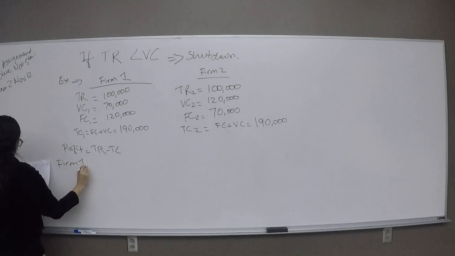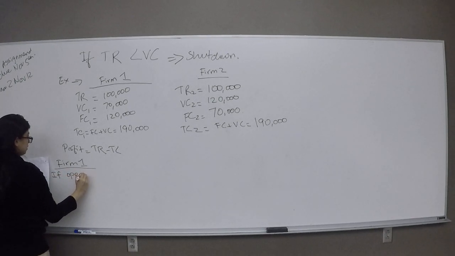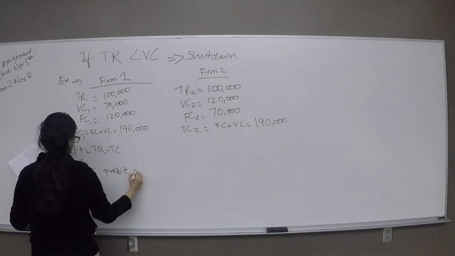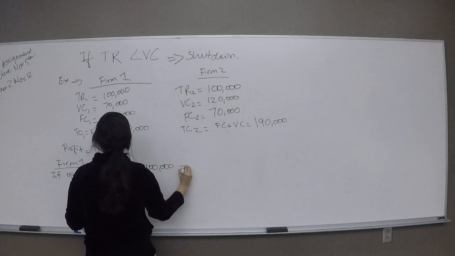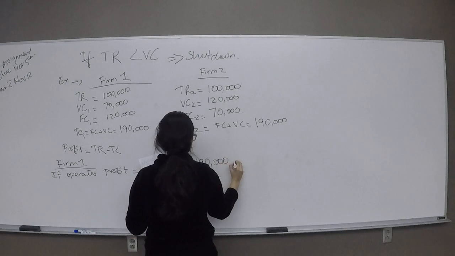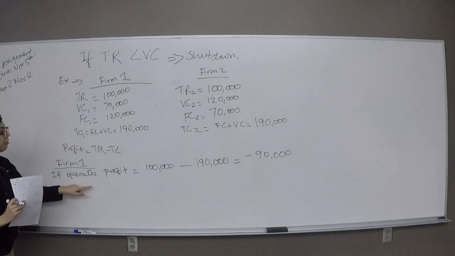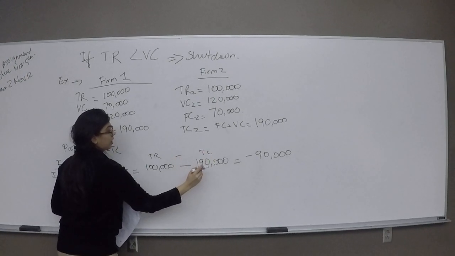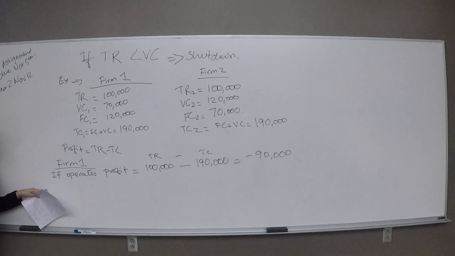So firm 1, if it operates, the profit would equal 100,000 minus 190,000, negative 90,000. Right? So the profit for firm 1 is total revenue minus total cost, right, is equal to negative 90,000 if it operates.